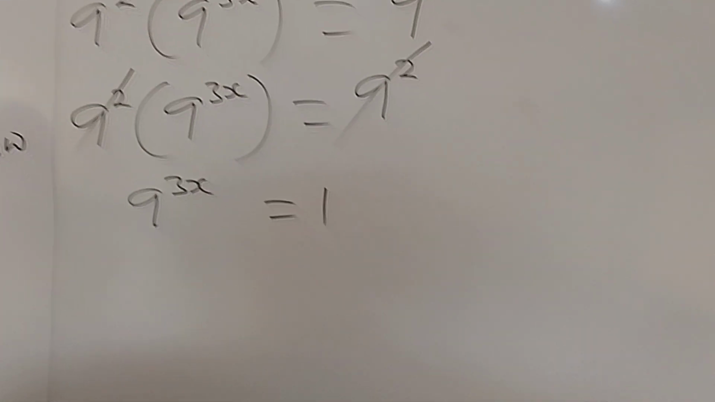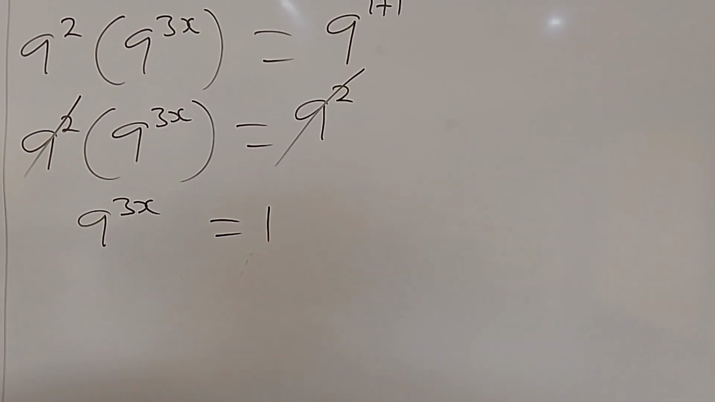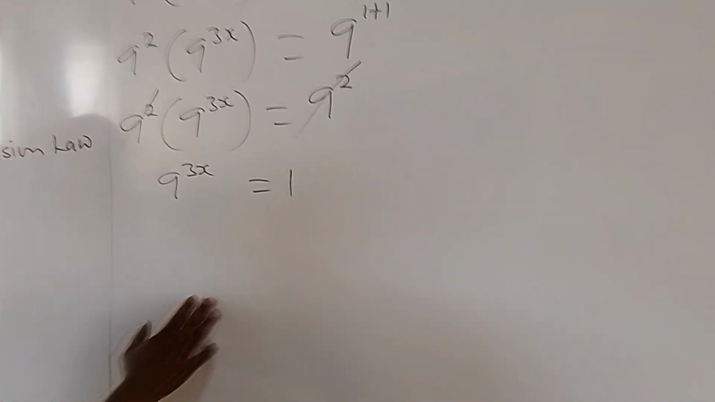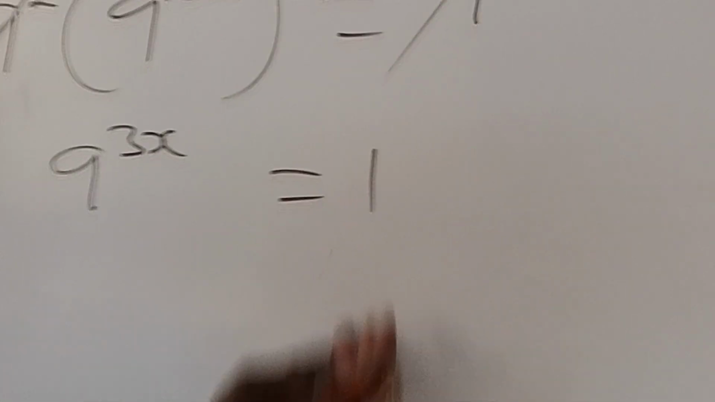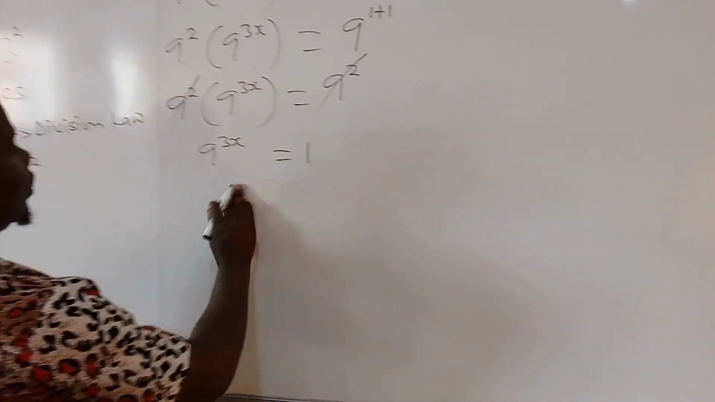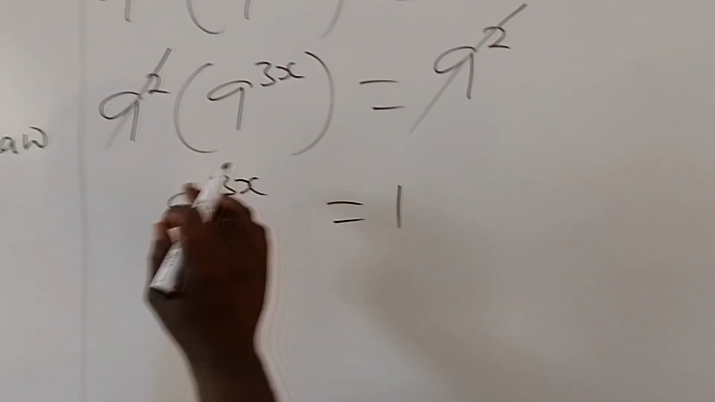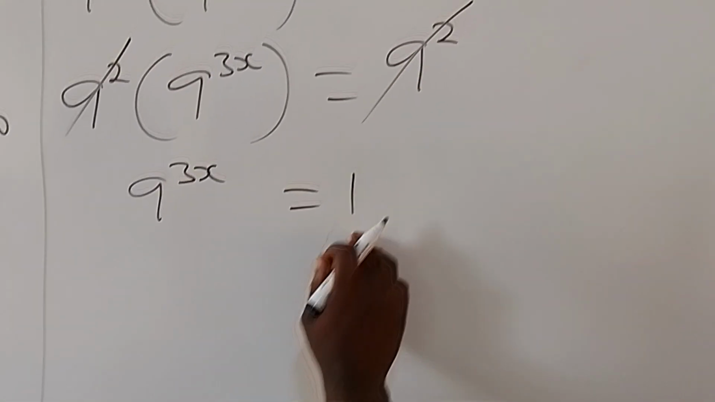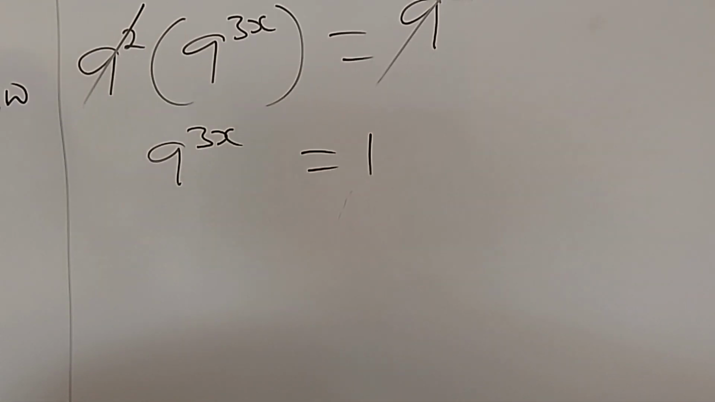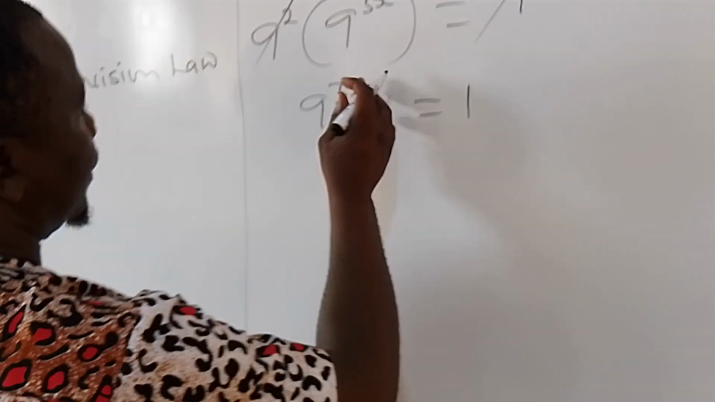So if you agree with me, these are indicial equations. We are asked to find the value of x. How do we find the value of x? Look at the right-hand side. Something is raised to the power 3x, but the right-hand side is just 1. So what are we going to do? We recall the zero law of indices. Since the right-hand side is 1, make sure the left-hand side is 9 raised to the power something, and make sure the right-hand side too is 9 raised to the power something, so that you can cancel out to obtain the value they asked you for.